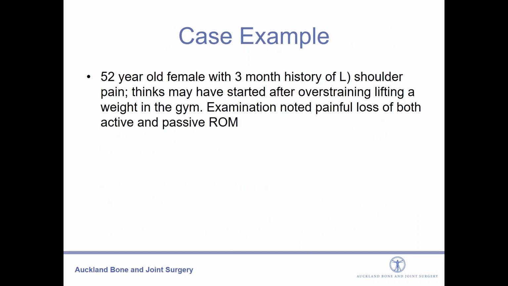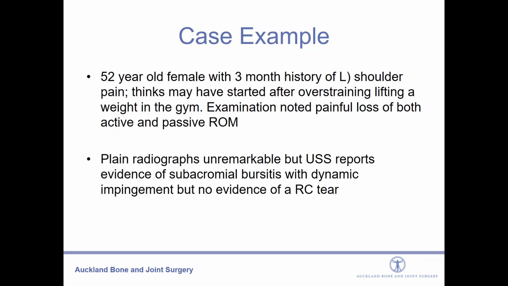Again, if we go back to that same case example, and this will allude back to that question as well, this is that same lady. The examination did notice that there was loss of both passive and active range of motion. So she had a stiff, painful shoulder. It's worsening, troubling her at night. She gets sent off for imaging studies. The plain X-rays are unremarkable, but the ultrasound, as it often does, reports evidence of bursitis, dynamic impingement on movement, but no evidence of a rotator cuff tear.